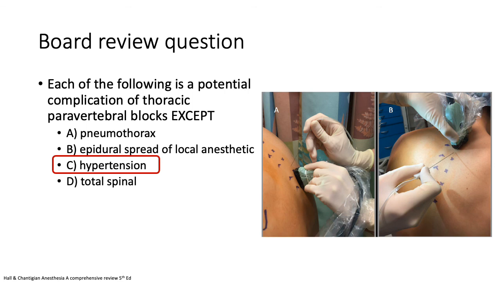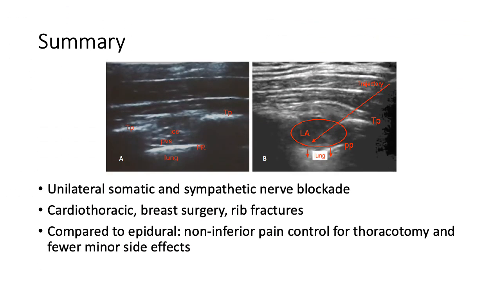The answer is C. Hypertension. Paravertebral blocks can rarely cause a pneumothorax or spread to the epidural space or intrathecal space. They will affect the sympathetic chain, which is more likely to cause hypotension rather than hypertension.